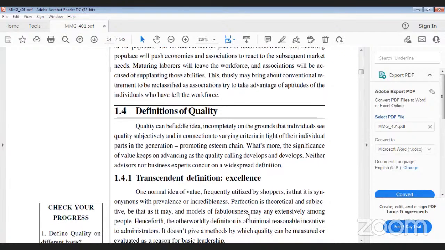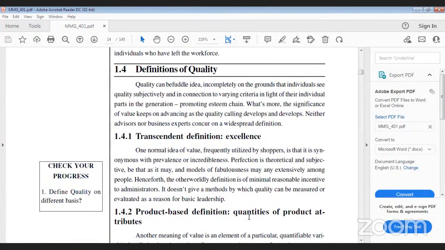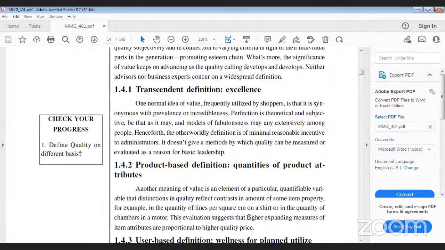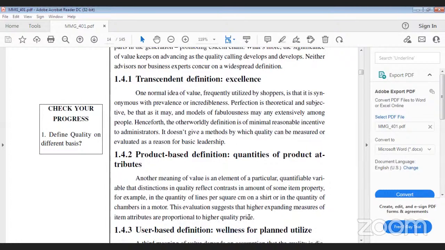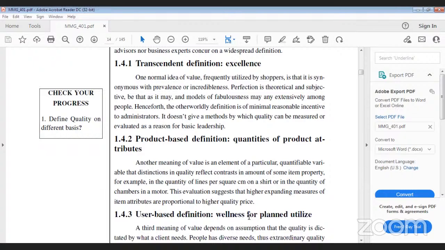Then there is an instruction definition by excellence given here. Then there is also a product-based definition, with the quantities of the product's attributes. Another meaning is the value in an element of the particular quantitative variables, which are distinctive quality reflecting differences in the amount of some property.